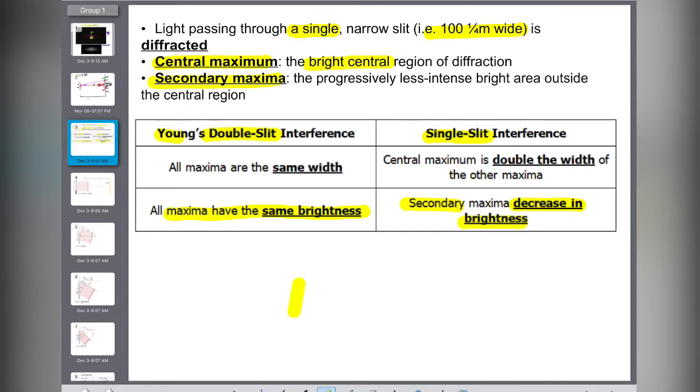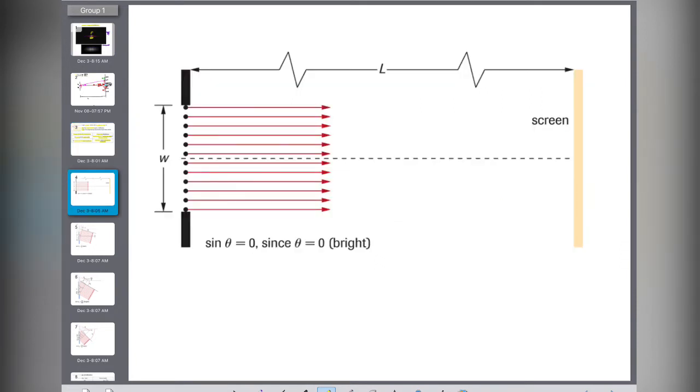And what we have noticed, as I was talking about, is that with the Young double slit, the maxima should all have the same width, including the center one. But with a single slit, you would notice that the central maxima is double the width of any other bright fringe. Okay, and remember we measured bright to bright between two dark lines.